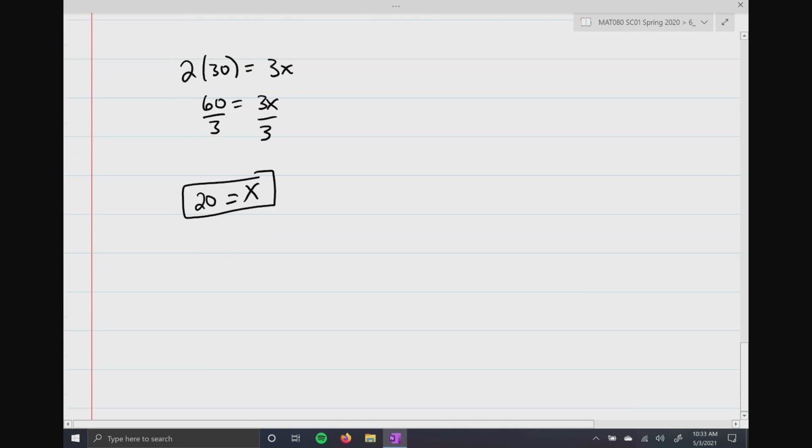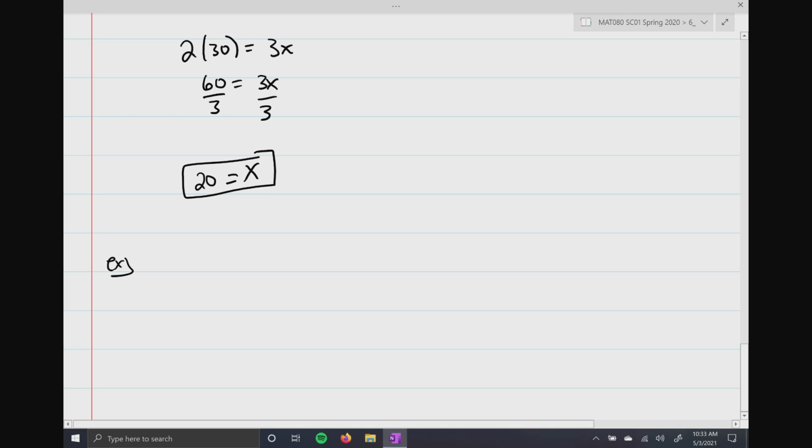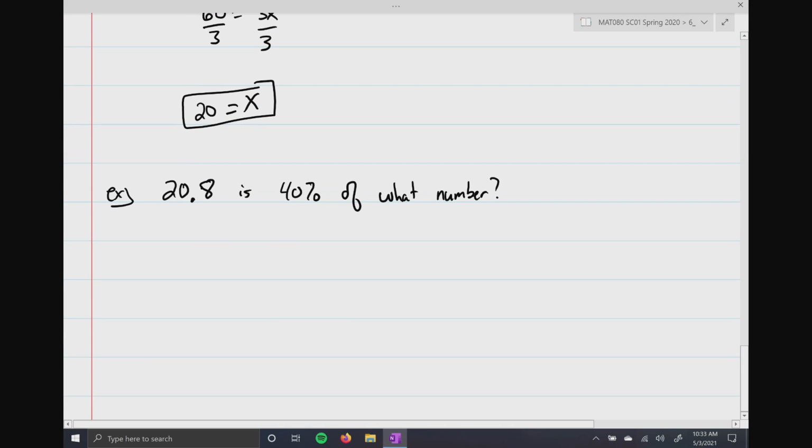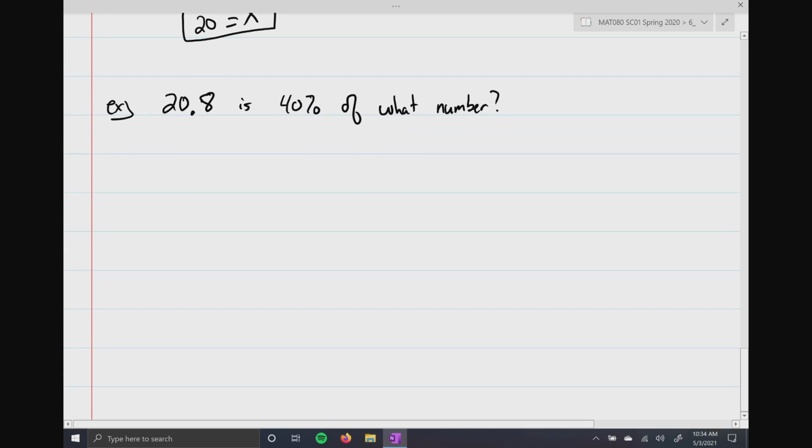All right, let's do some more then. $20.8 is 40% of what number? Okay? Now we'll do this one together. And the only reason why we're going to do this one together is because it has a decimal in there. But this is basically the last lecture of the semester. You have the tools to do this. So here's what we're going to do. We're going to set it up.